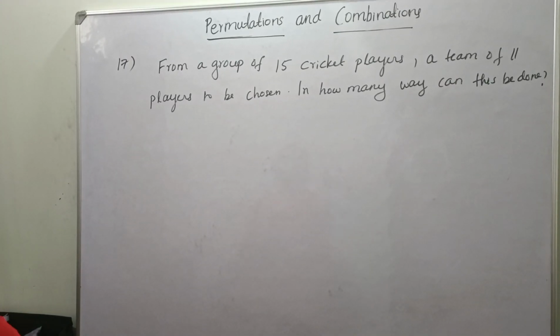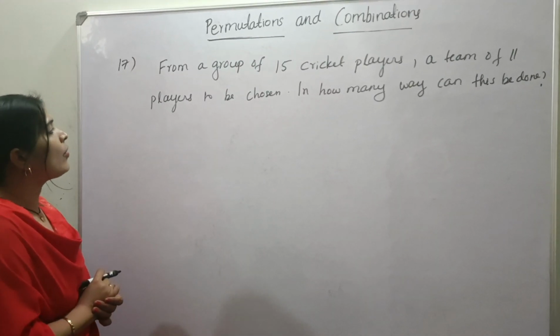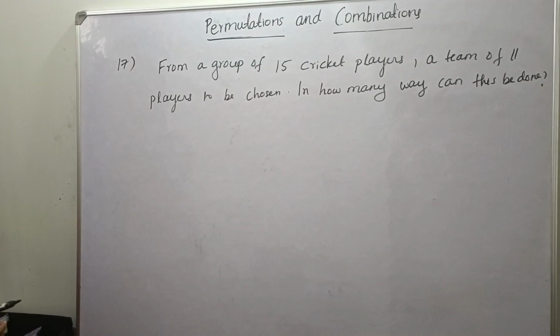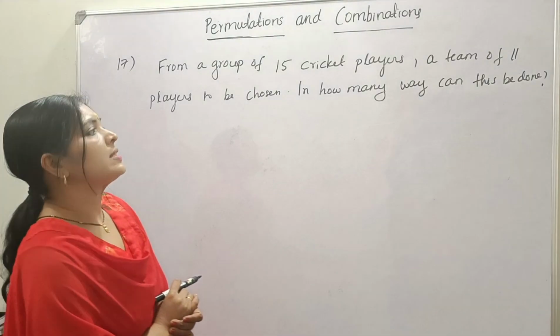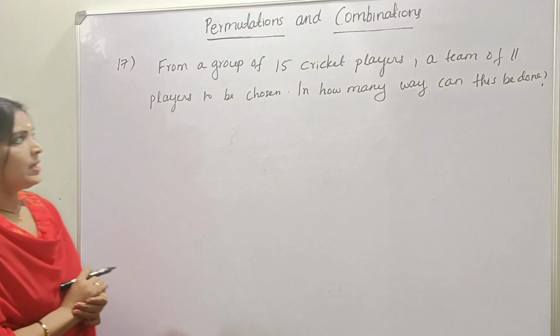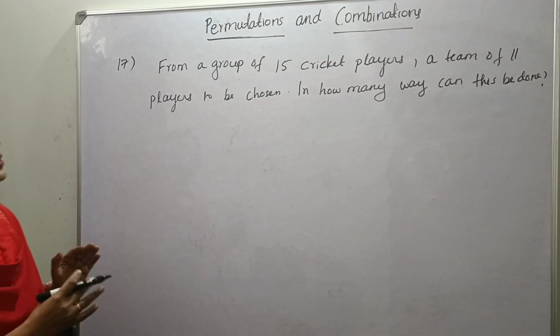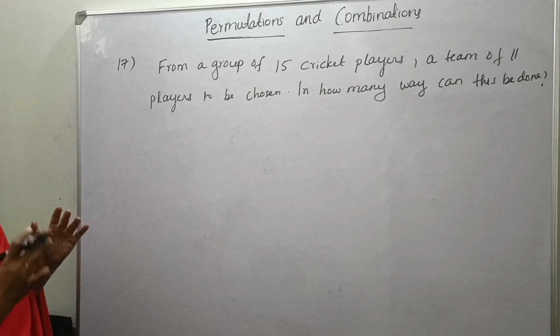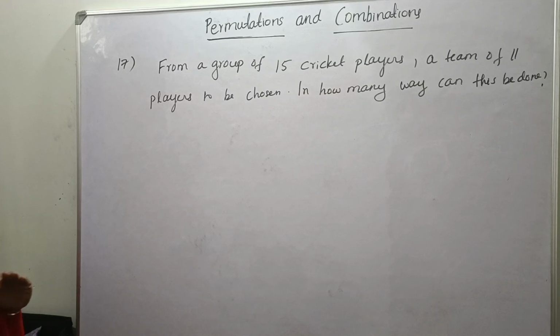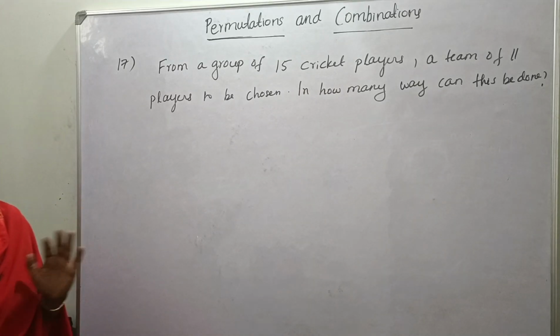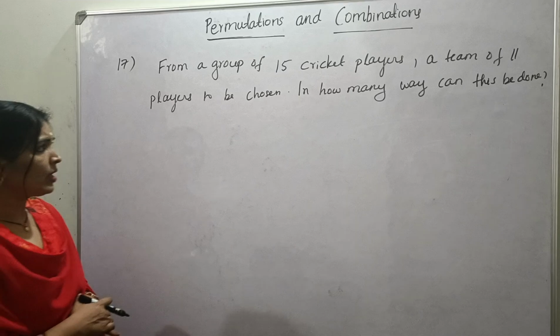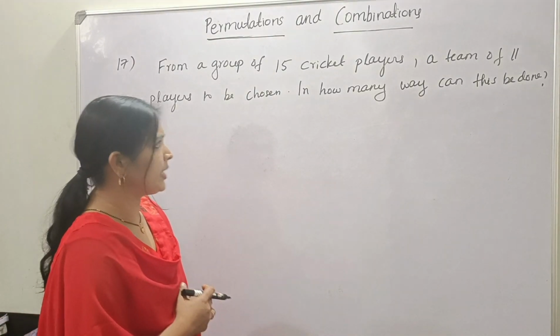From a group of 15 cricket players, a team of 11 players is to be chosen. In how many ways can this be done? See here, in total there are 15 cricket players. So the number of players is equal to 15. The number of players to be chosen is equal to 11. So 11 players we have to choose. In how many ways can this be done?